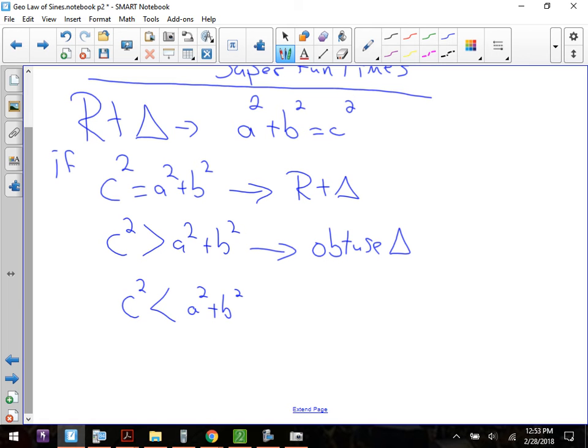And then last but not least, if c squared was smaller than the other ones, then we call it an acute triangle.